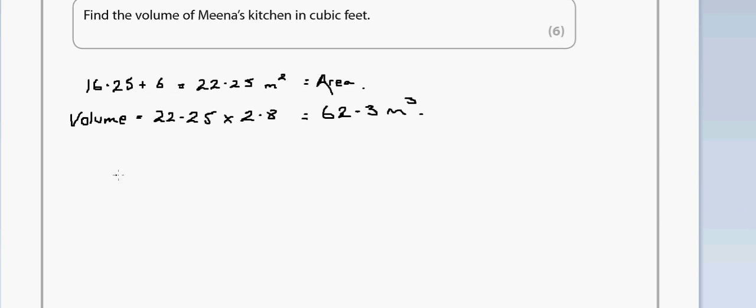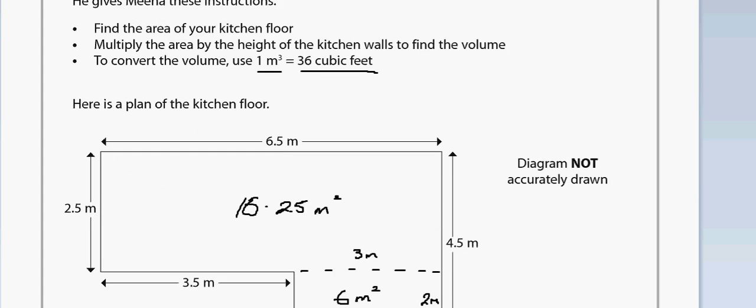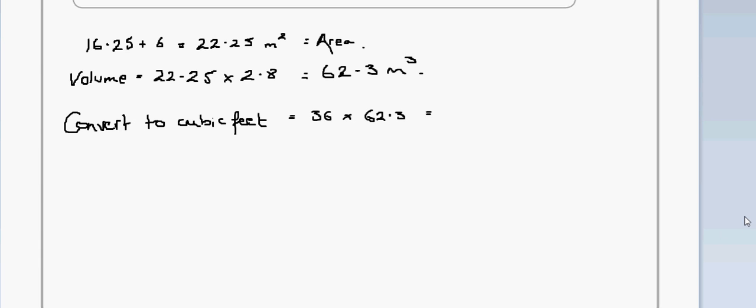So all we need to do, convert to cubic feet equals 36 multiplied by 62.3. Okay, so I'll just double check that that is 36, yeah. So then again, you use your calculator, so we have 36 times 62.3 gives us 2,242.8 cubic feet.